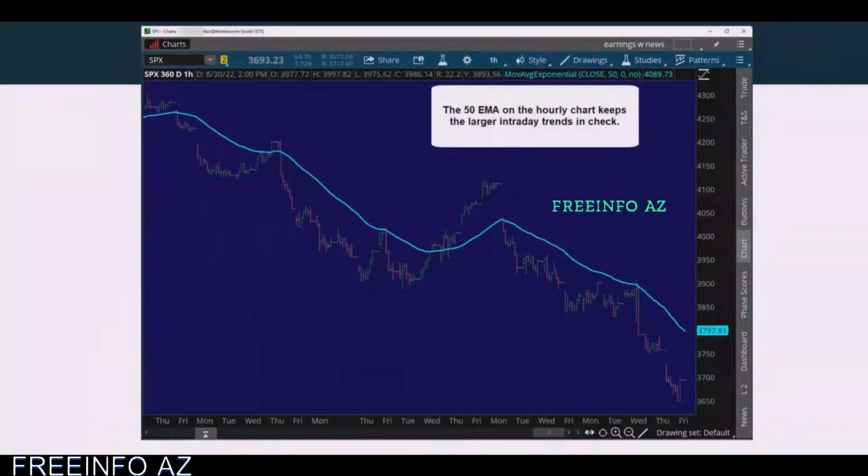And then I was like, okay, well, geez, on the hourly chart, there's a 50 period EMA, and this is just good for those bigger moves, right? It's not going to get hit every day, but a couple of times a week, there's a nice snapback.